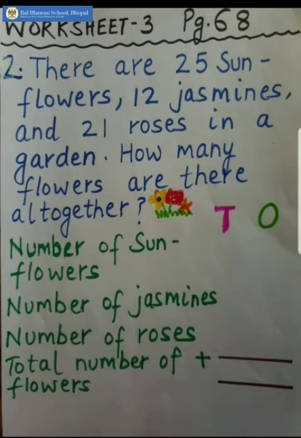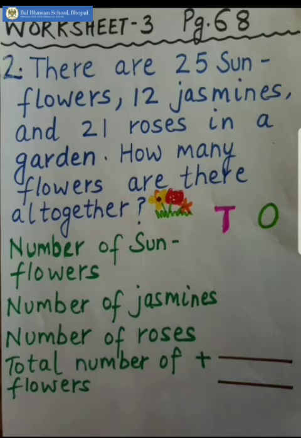Again, before solving the question, पहले हम क्वेश्चन रीड करेंगे. आप सब रीड करिए मैम के साथ. There are 25 sunflowers, 12 jasmines and 21 roses in a garden. How many flowers are there altogether?